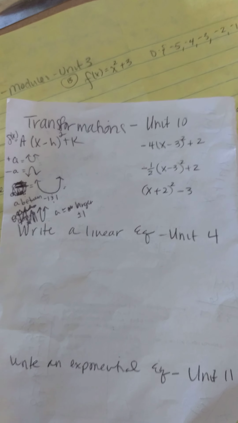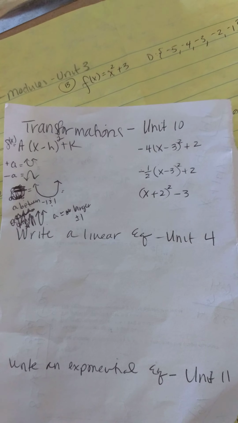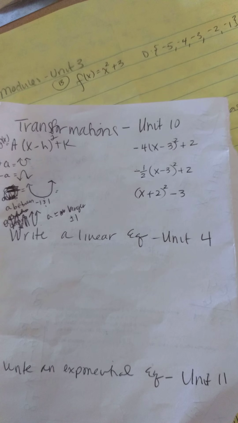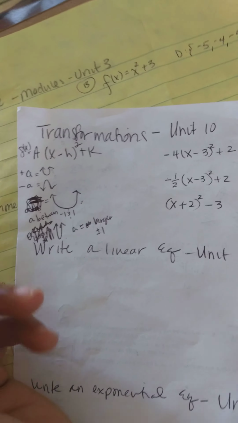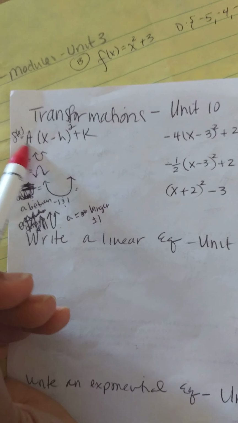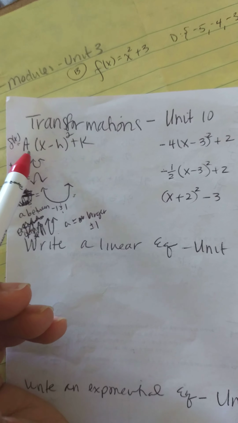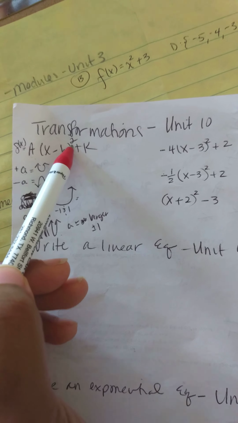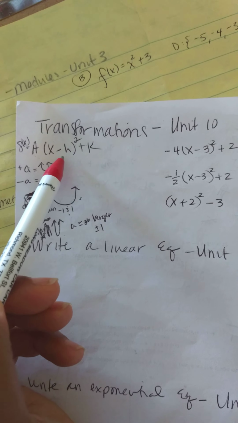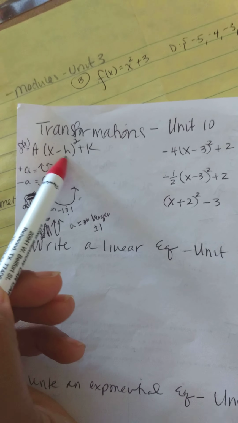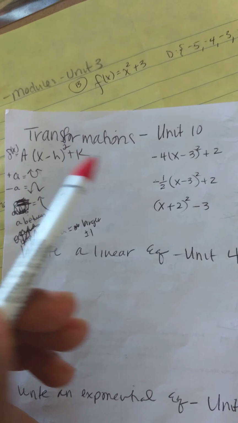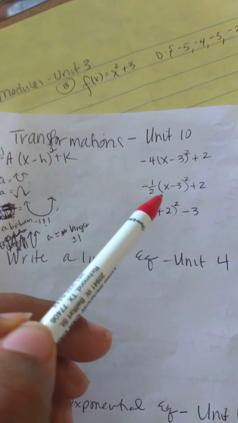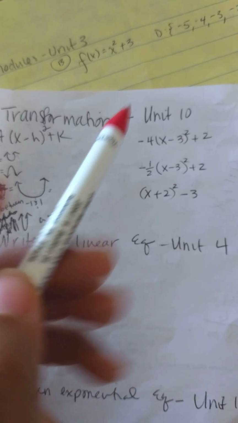This is transformations, module 10. When you look at those quadratic functions, they will have something in front of the x. They'll have a square. If there are parentheses, you'll see a minus or a plus a number. And then after the square, you'll have a minus or plus a number. So I wrote a few examples here, and we'll talk about what they're going to do and why.